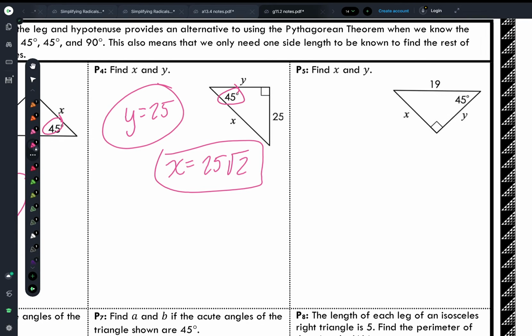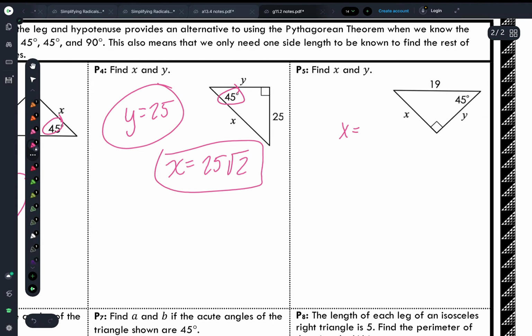Now for problem 5, what if we're given a hypotenuse to begin with, not a leg? Okay, so in these two right here, we started with a leg and multiplied by the square root of 2 to get the hypotenuse, right? But when you're going backwards, instead of multiplying by the square root of 2, you will divide by the square root of 2, okay? Because division is the opposite of multiplication. So x and y will be the same as well.